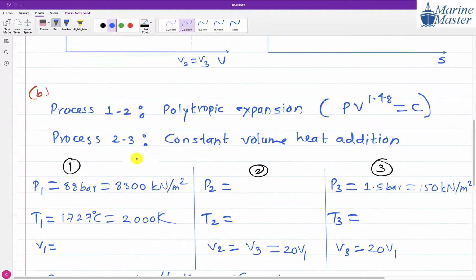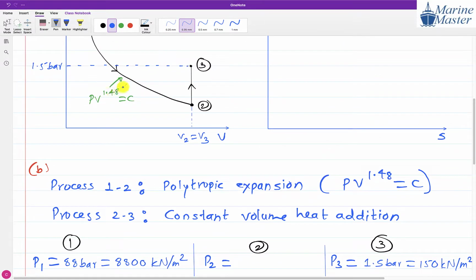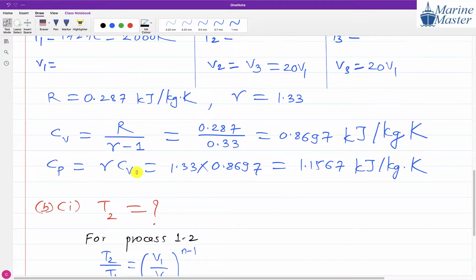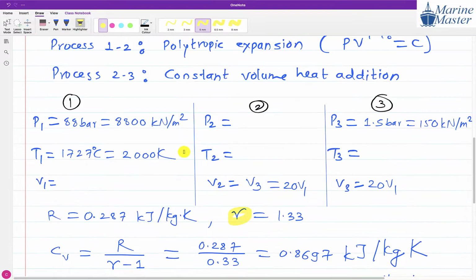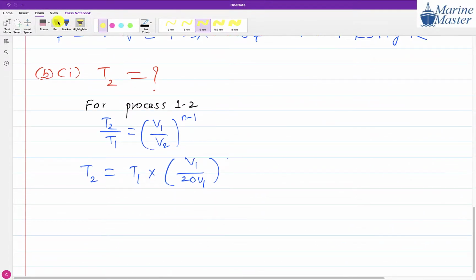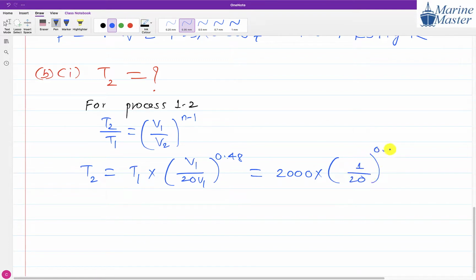N is not gamma. Don't take 1.33; gamma is a different thing, and n is a different thing. N is equal to 1.48, so n minus 1 becomes 0.48. T1 is 2000, and V1 will get cancelled out. So this term will become 1 by 20 raised to the power 0.48.